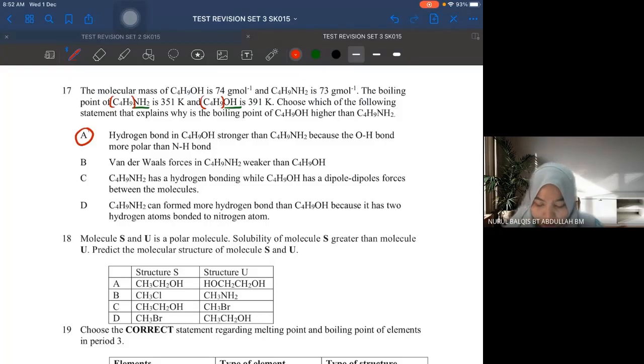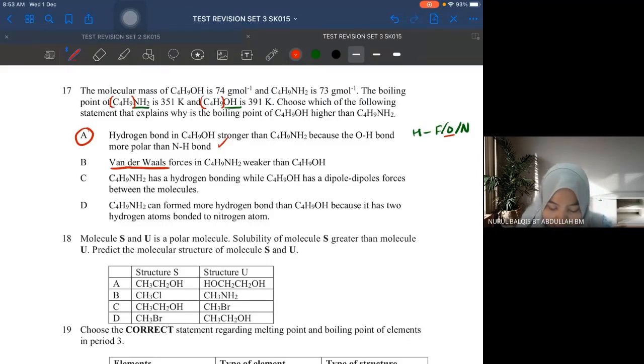Okay, apa yang kita nampak kat sini, both OH dengan NH2 dia boleh buat hydrogen bond kan? Okay, so kita tengok hydrogen bond in C4H9OH stronger than C4H9NH2. So obviously, sebab O punya electronegativity is greater than N. Sebab tu dia cakap stronger sebab OH lagi polar. Okay, betul. Van der Waals forces weaker. Van der Waals forces tak berapa applicable untuk cerita dalam kes ni sebab hydrogen bond tu is the most dominant.